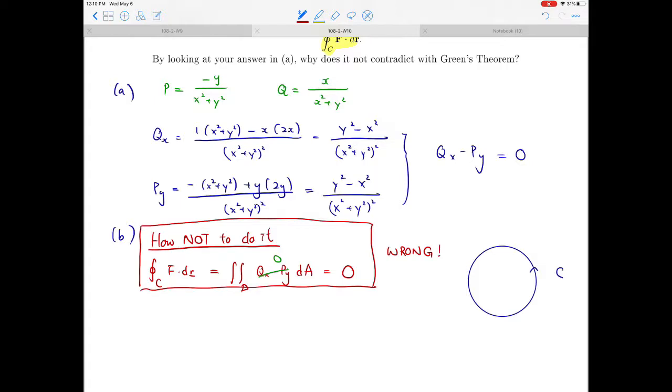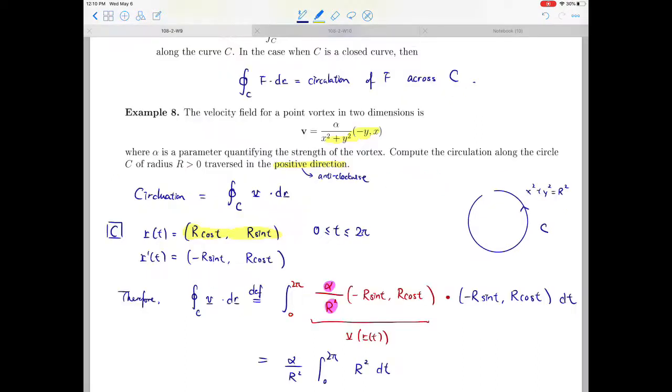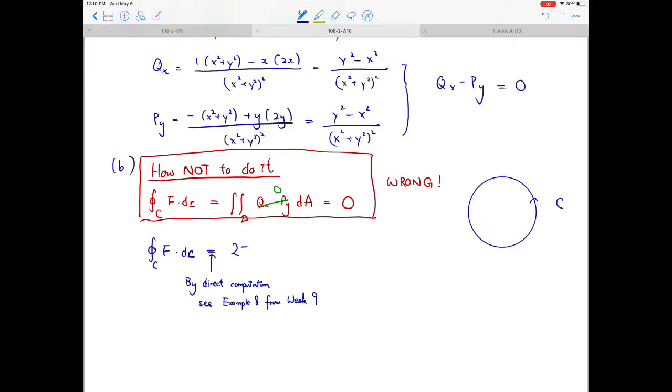Wrong. But what's wrong? Firstly, what's the correct answer? The correct answer we actually calculated last week. From last week, if you do direct computation, see example 8 from last week, at the end the answer is 2 pi alpha. In this case, alpha is 1. Therefore, you get 2 pi, which is not 0.